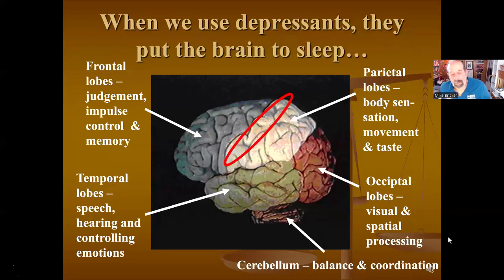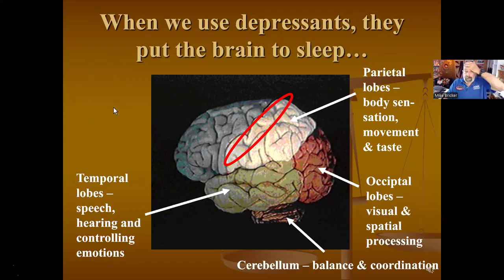So, looking at what happens to the brain when we use, particularly central nervous system depressants like alcohol, pain pills, opium, things like that. What happens is that these central nervous system depressants put the brain to sleep, but they put it to sleep in a particular order that's important to understand. The first part that goes to sleep is the prefrontal cortex. Okay, this is the seat of our judgment and particularly the seat of impulse control.